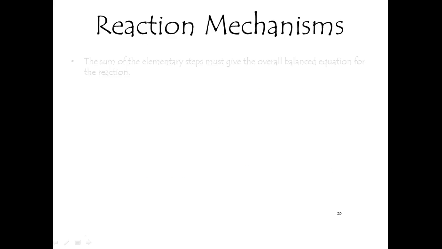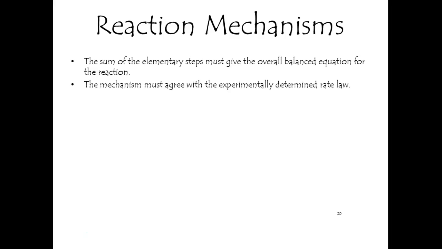Overall, here's what we can say about reaction mechanisms. The sum of those steps better add up nicely to give the overall reaction, and if you added up each of the 3 steps for dinitrogen pentoxide, you would have gotten exactly that. The mechanism must agree with the experimentally determined rate law. It's supposed to be what really happened. You can't just make stuff up. And the reaction is only as fast as its slowest step, which we pointed out.